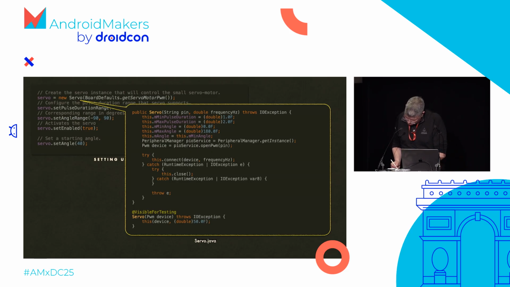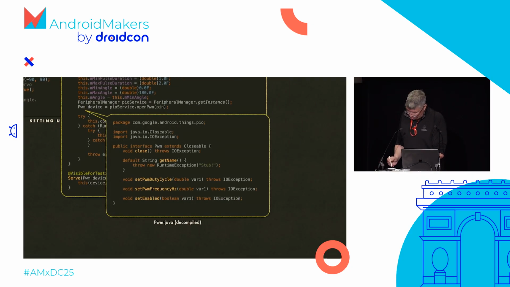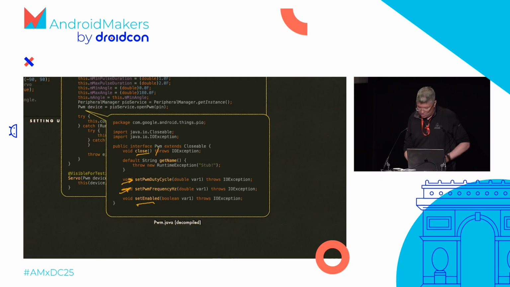The main thing I want people to notice is that it's built on top of this right here, PWM. And that PWM device is something that Android Things provides for us at a lower level. So if you dig another level deeper, you can see that the PWM interface right there has very few actual methods. You have a set enabled to turn it on and off. You have a close to close it when you're done. And the two key things here are set the PWM duty cycle and set PWM frequency.